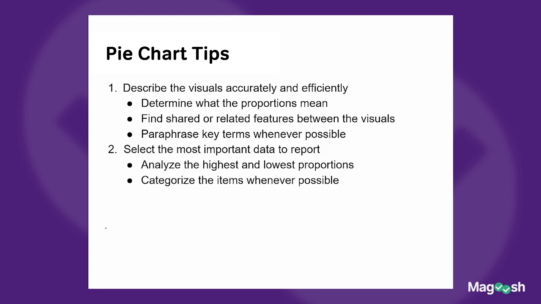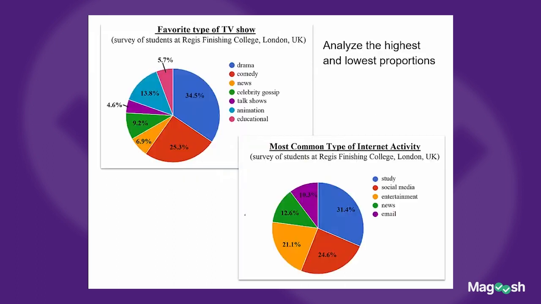Okay, again, anything you can do to categorize things allows you to report about that information more efficiently. Okay, so that's something we'll look at in our sample response. Okay, so first though, let's look at analyzing the highest and lowest proportions of things.